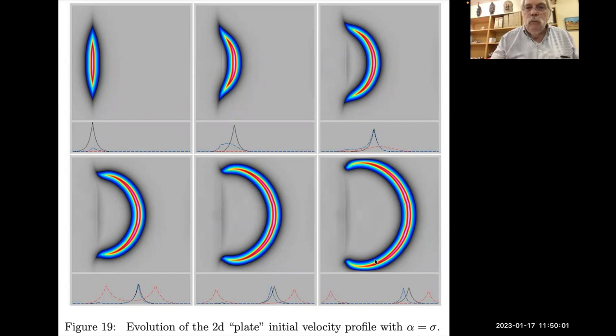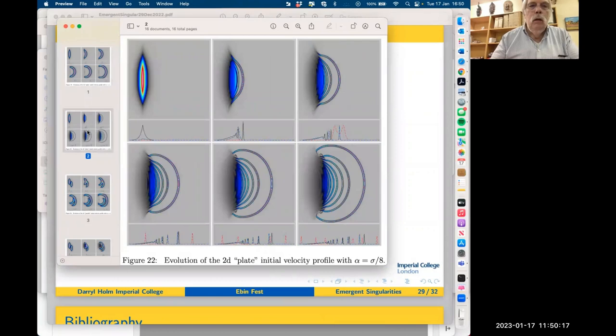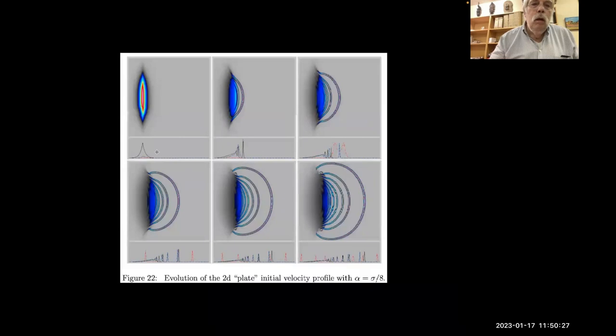Okay, so. Right. So here's what happens when your initial condition is 8 times the width of the pecan. Then the initial condition breaks up into pecans. And this is what it looks like in 2D when they break up.